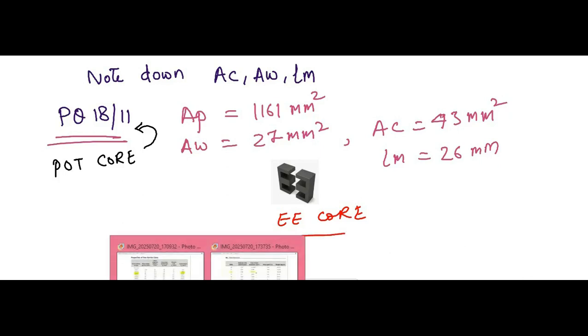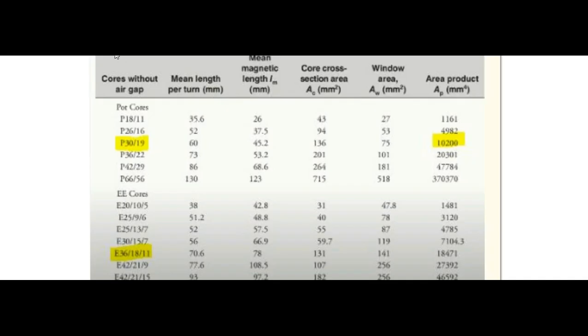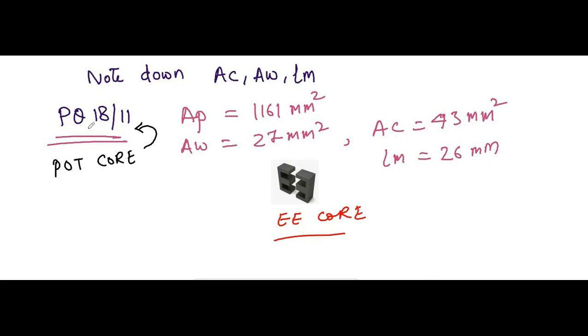Now let's say you have the EE core. If I go to the core table, if you look at here, what is my area product? Calculated area product was coming 321 mm to the power 4. And if I look at here, let's say I'm selecting the core which is P1811, having the area product of 1116, window area is 27, cross section area is 43, and magnetic mean path LM is 26. So based on that, I have selected PQ 1811 pot core, and this is the area product, this is the window area, this is the cross section area, and we have the magnetic mean path length.